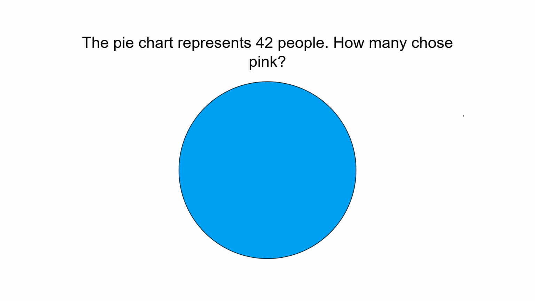What about this one? A pie chart represents 42 people. How many chose pink? So it represents 42 people and it asks you for the colour pink. Now, if you have a look at your pie chart, it actually doesn't represent any of them pink. So that means that no people chose pink.